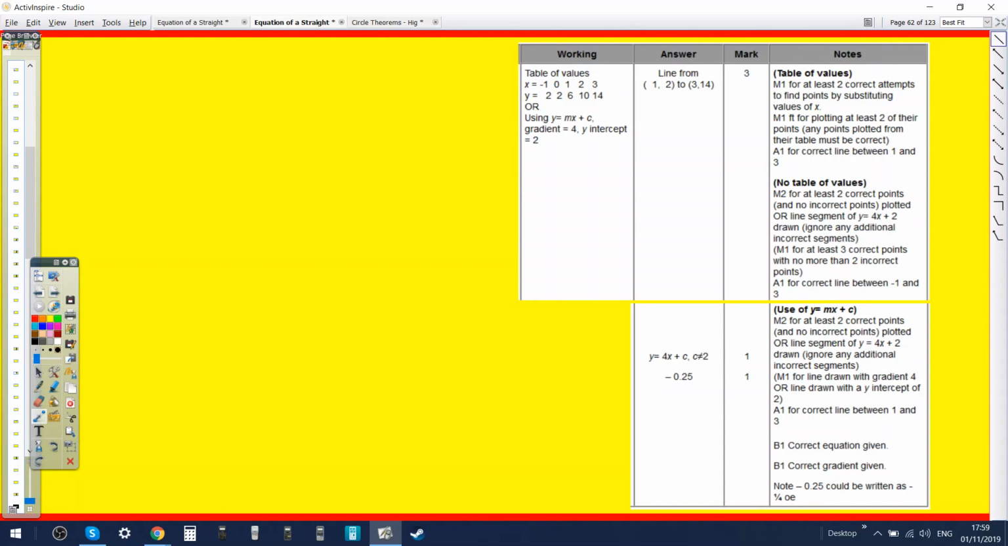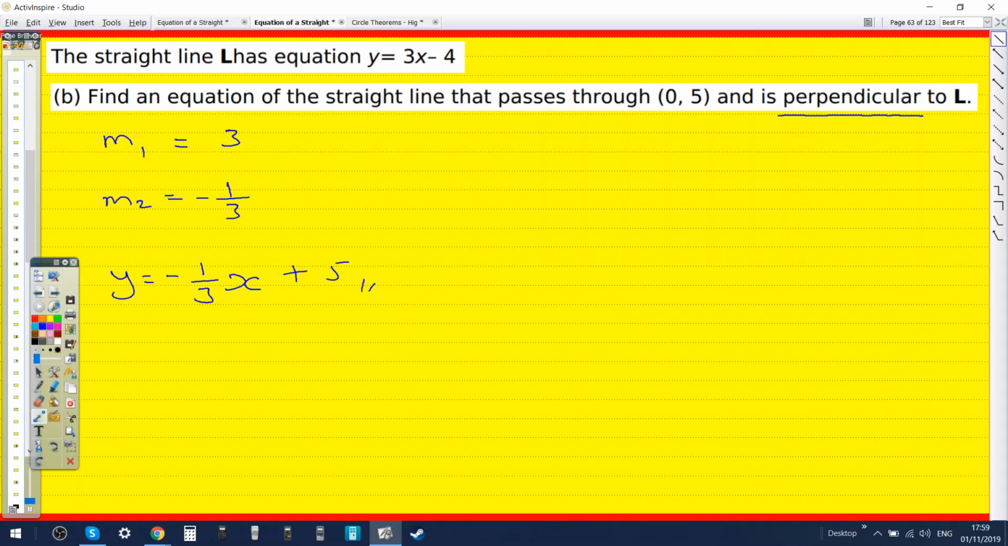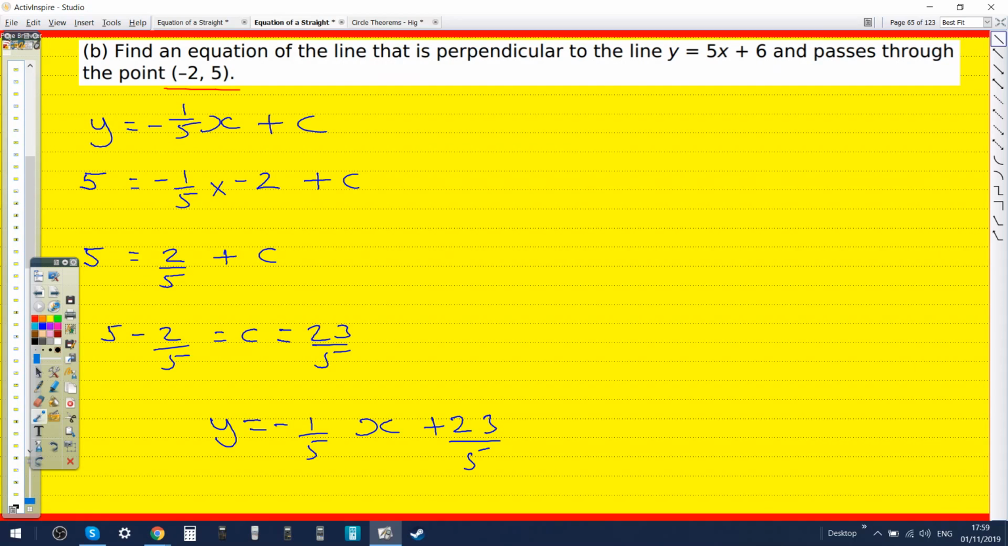What do you know about perpendicular gradient? So find the gradient of the line. Find 2 coordinates first, then find the gradient using 2 coordinates. What do you know about a gradient of a perpendicular line? You have to find the negative reciprocal of the gradient. Yeah, it's the negative reciprocal.